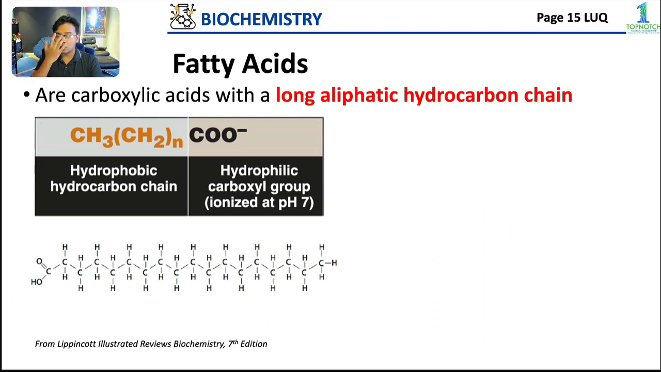Now, meron kang dalawang area dyan of concern: a hydrophobic chain and a chain that is hydrophilic. Yan lang ang nag-interact sa water. Ito naman ay nag-interact with a non-polar substance. So, the longer the aliphatic hydrocarbon chain, the more it becomes hydrophobic. Ganun ang ating mga fatty acids.